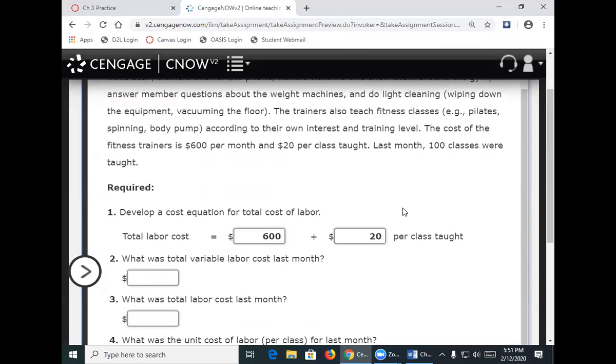So if it says, what is the total variable labor cost for last month, I'm just taking that formula and plugging in what I know. So 600 plus 20, and we taught 100 classes. So times 100. So I'm just plugging in the number of classes we taught and multiplying it by the $20 per class. So all total, my variable cost for the month is $2,000. $20 per class at 100 classes. So $2,000 is my variable cost. So what's my total labor cost? $2,600. Very good.